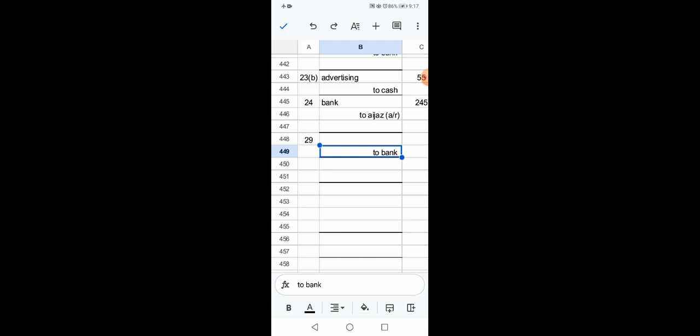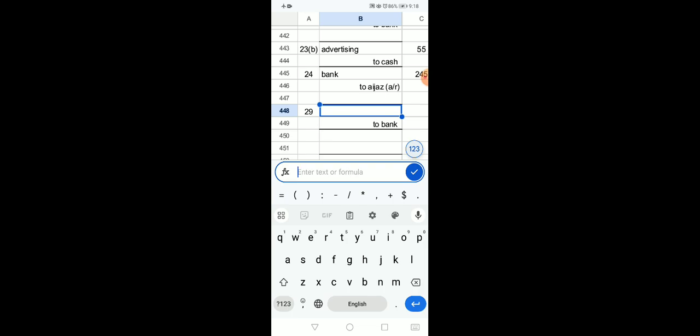If the amount is not being received from Ijaz, where will you go? You will inform Ijaz and say your check has been bounced or dishonored. You are still liable to pay. So Ijaz will become an account receivable again. Account receivable means Ijaz becomes your asset again. The asset is increasing, and an increase in an asset should be mentioned on the debit side.